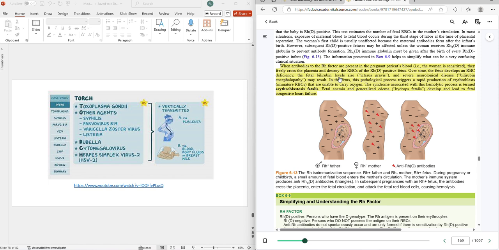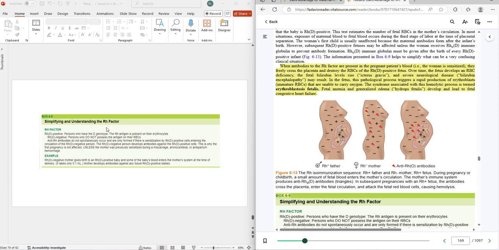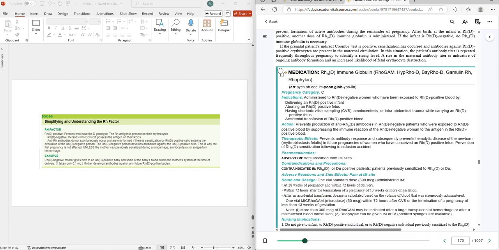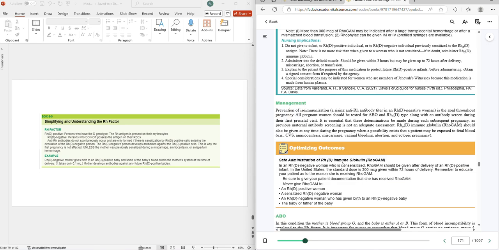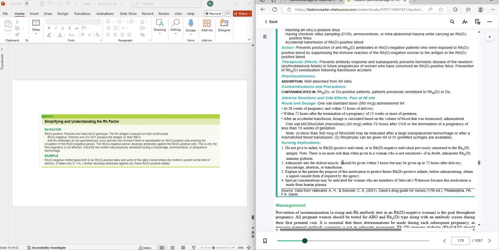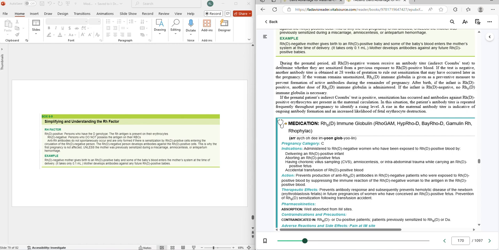All right, so now let's talk about Coombs, and I'm going to give you a handout for that, okay? This is that box 6.9, okay? So this is our RhoGAM that we talked about, the immune globulin, okay? And then I'm going to give you a handout that talks about the Coombs. So let's go down here and find this section. Right here. All right, so during the prenatal period, any mama that's A negative, O negative, B negative, AB negative, any negative, they're going to get this, okay?